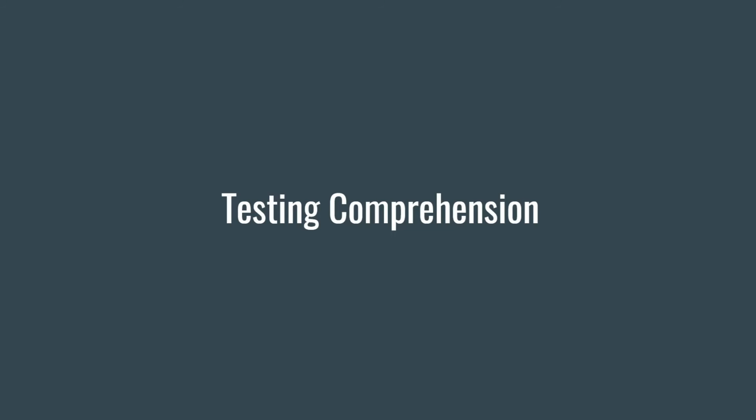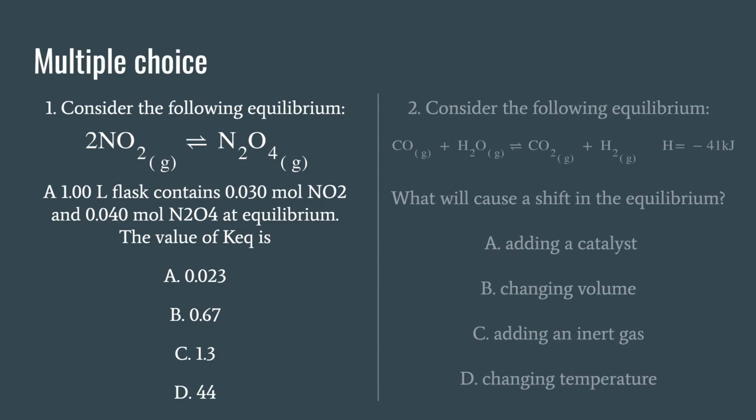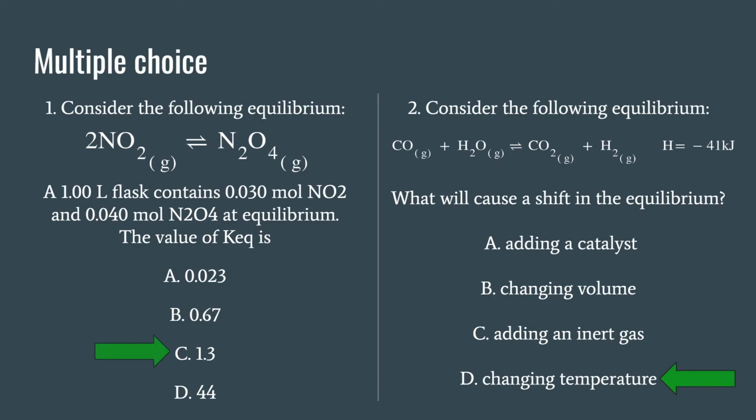Now to test comprehension, please pause the video now and try to solve these questions. The answer will be given in 3, 2, 1. So, the way that you solve this question, oopsie, I forgot to put the pointer. Okay, so the way that you solve this question is to do the KEQ equation, which is the same as KSP. All you do is divide the product by the reaction. It says here that the product is 0.04 and the reaction is 0.03. Divide them by each other, you'll get 1.3.